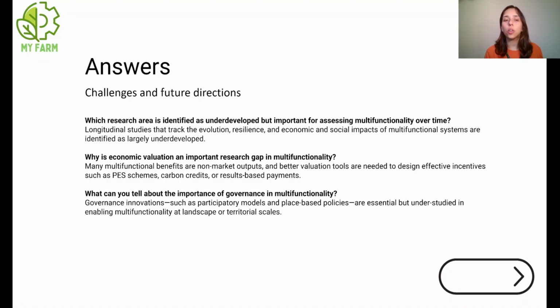Regarding the importance of governance in multifunctionality, we can say that governance innovations are essential but understudied in enabling multifunctionality at landscape or territorial scales. And these governance innovations are, for example, participatory models and place-based policies.